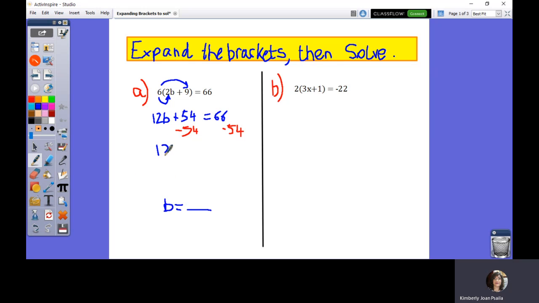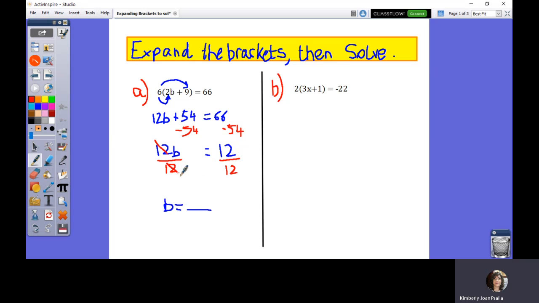So we are left with 12b. 54 minus 54 gives us 0. 66 minus 54 gives us 12. So the last step is to get rid of this 12. Since the 12 is multiplying b, we have to do the inverse. So we have to divide by 12 on both sides.